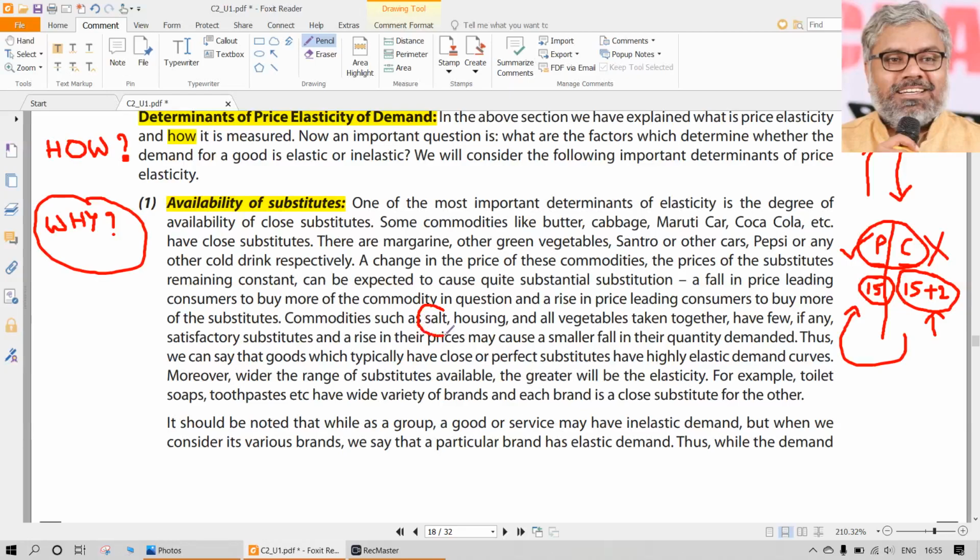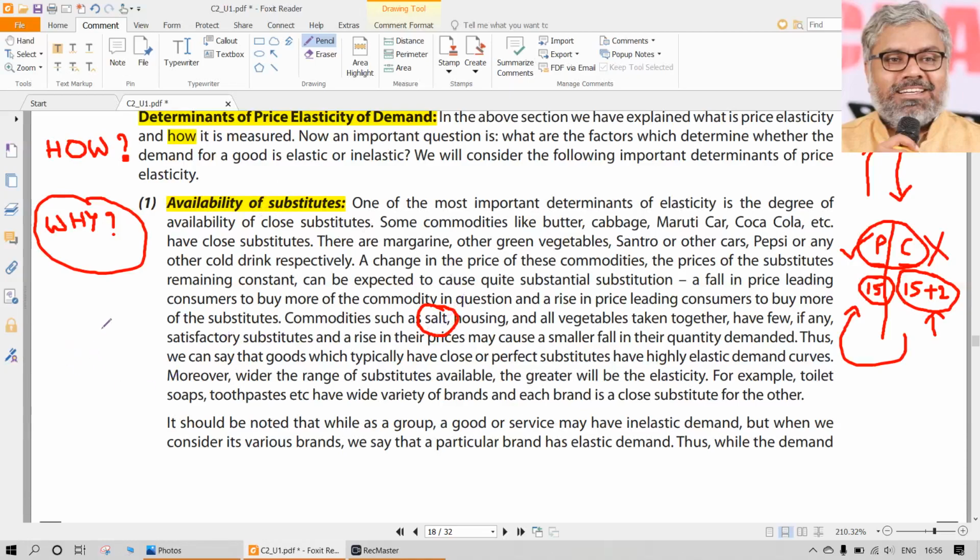So let us look at one of the very classic examples here. That is the best example you can say. Salt. What is a substitute for salt? Is there any substitute for salt? No, sir. There is no substitute for salt. Salt means salt only. You have to use salt only. There is no option. So what does it mean? It means the price elasticity of demand of salt will be very low.